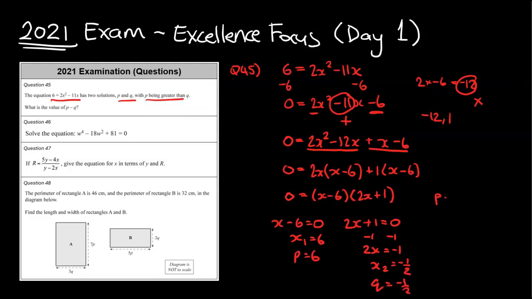So going back to P minus Q, we're going to have 6 minus negative 1/2, which is the same as 6 plus 1/2. So hopefully your answer matches mine. We've got 6 and 1/2. You could have written 6.5 as well. That would have been all good.